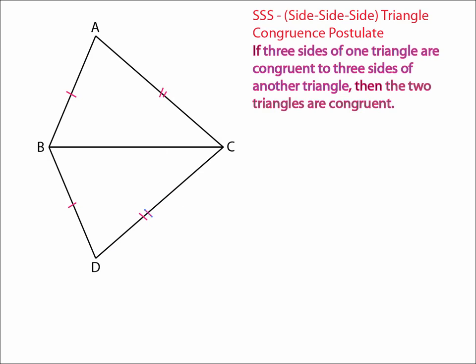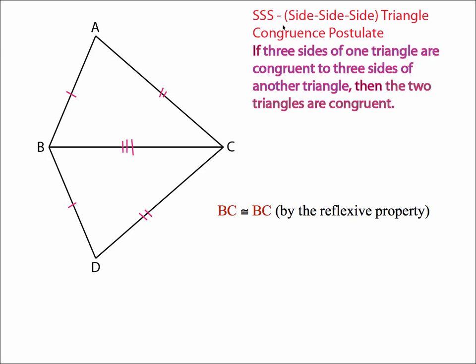Now, I can stop right there because these two triangles now have to be congruent. And the reason is because BC is the side that they have in common. So this right here is congruent to itself, and that's called the reflexive property.